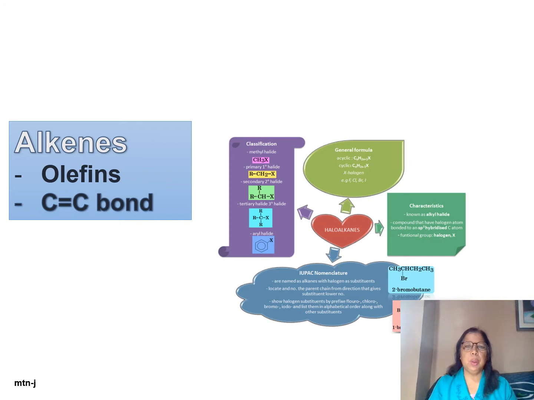In this session, we're going to discuss the second hydrocarbon, the alkenes. The alkenes are sometimes known as the olefins, and what makes the alkene distinct from other hydrocarbons is the presence of the double bond.